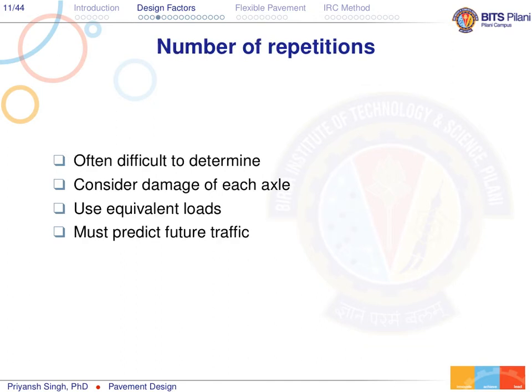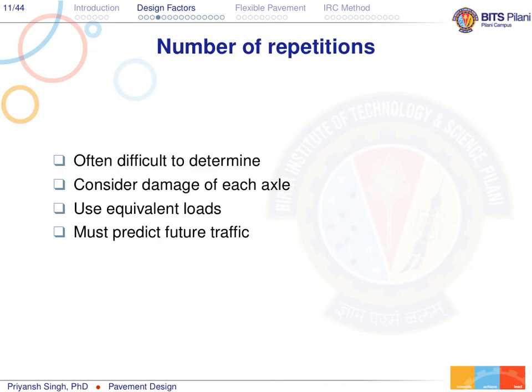Then we have already seen that the failure, whether it's fatigue or rutting, accumulates with an increase in the number of repetitions. So it may happen that one pass of the vehicle may not cause your pavement to fail, but the pavement will fail because of the number of repetitions of the same load. So we need to know the number of traffic that will move on the pavement over its whole design life.